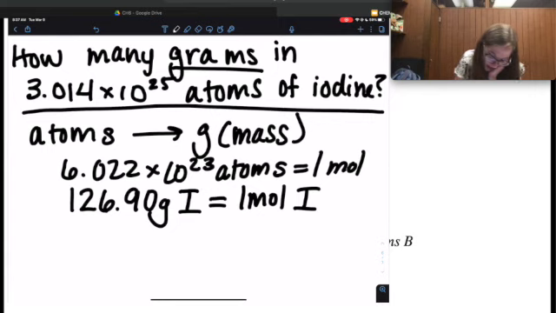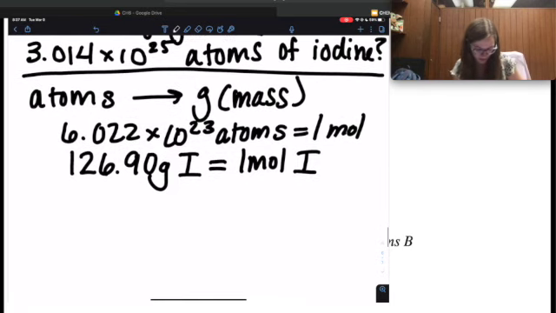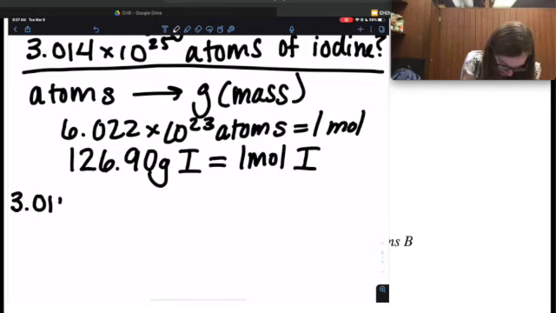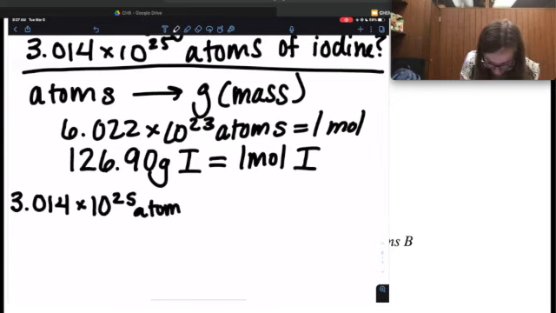Okay, so it looks like I'm going from atoms to grams. I have a relationship between atoms and moles. I have a relationship between grams and moles. So I'm looking like I can get there. So let's start to set this up. I'm going to scroll up again for just a bit more space. So I'm starting with 3.014 times 10 to the 25th atoms of iodine.